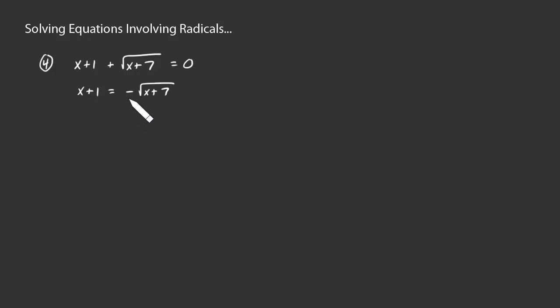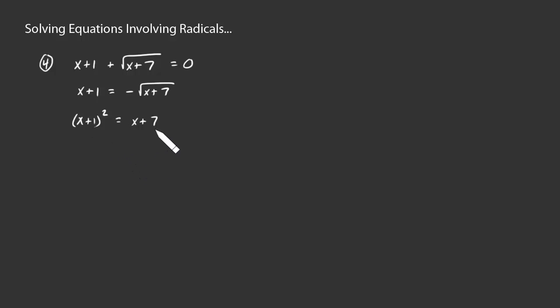Now, I suppose there's still a negative attached here, but if I square both sides, does the radical go away? Sure. I get x plus 1 squared on the left. Squaring this is like squaring this and then multiplying by the square of this. Squaring a negative 1 is positive 1. It doesn't do anything. Squaring this, I just get x plus 7. So the radical's gone, and hopefully things are in a nicer form.